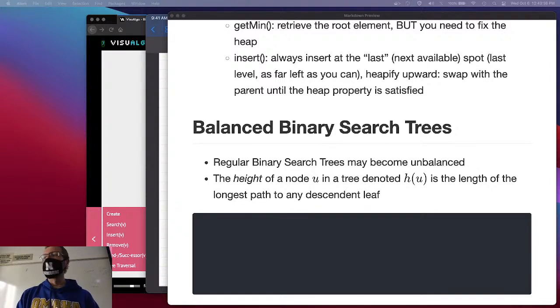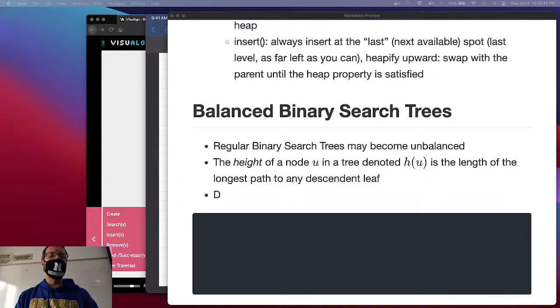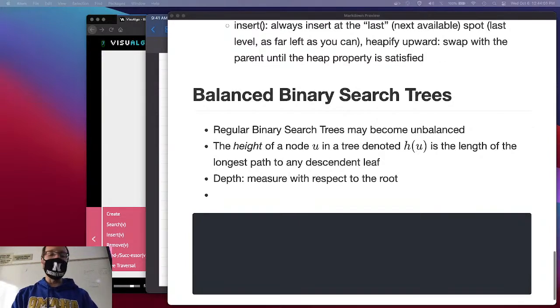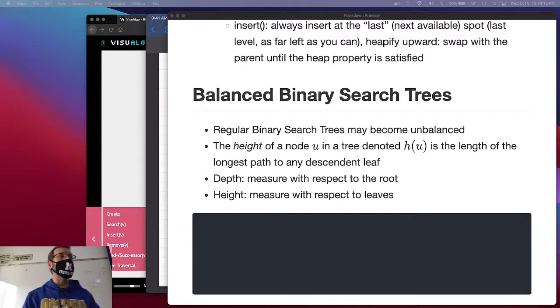leaf. Right? So the height kind of sounds something like the depth, but remember that the depth is a measure with respect to the root, right? What's the depth of a node? It's the length of the path, the unique path, the one and only path, from that node all the way back up to the root, right? But the height is with respect to leaves. Height is a measure with respect to leaves, right? And it is just any leaf, any descendant leaf, that is, okay?